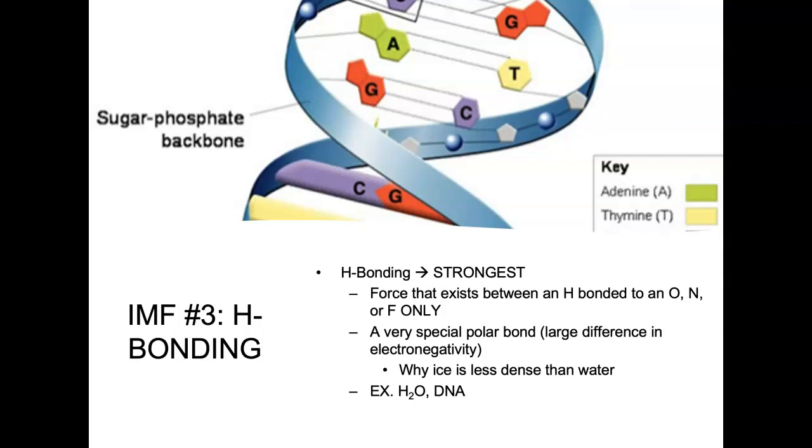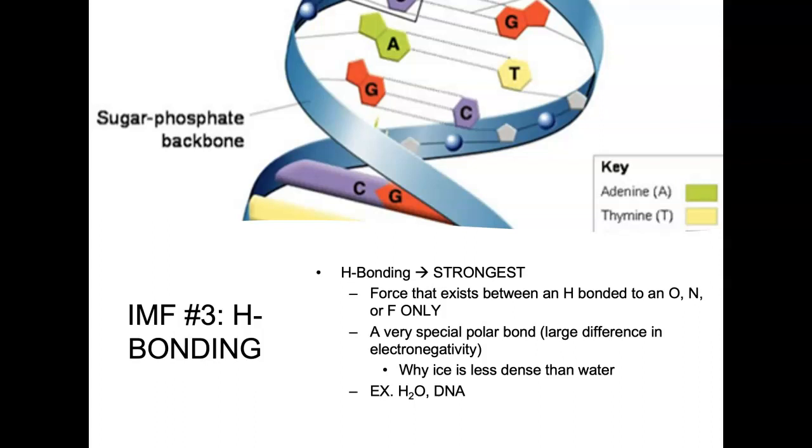Now, hydrogen bonding is just an extra strong dipole-dipole force. And it exists only when hydrogen is bonded to F, O, or N. So how I remember this is I think of E.T., phone home. Anytime H is bonded to F, O, or N, phone home, that's when we have a hydrogen bond.